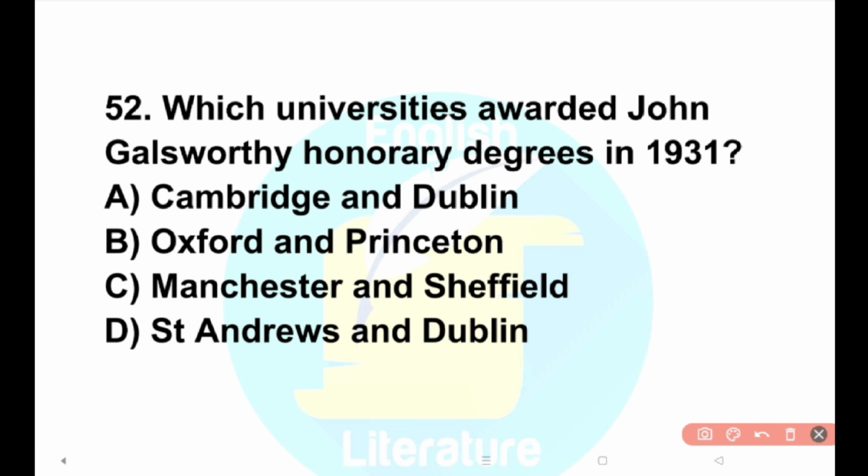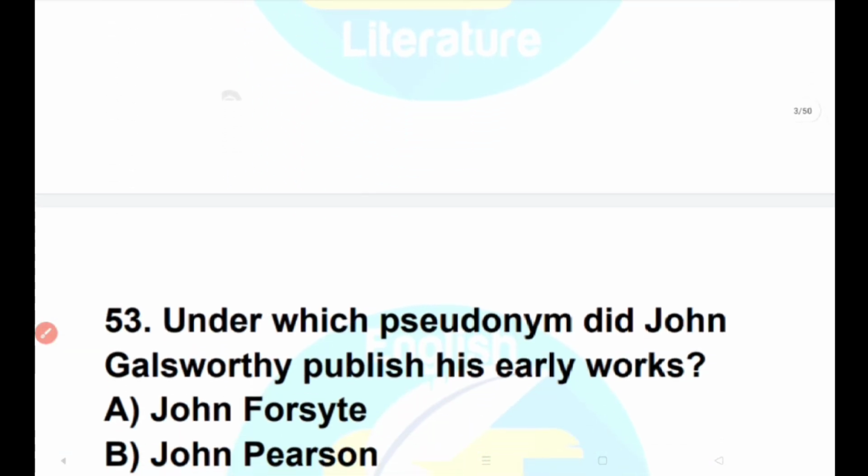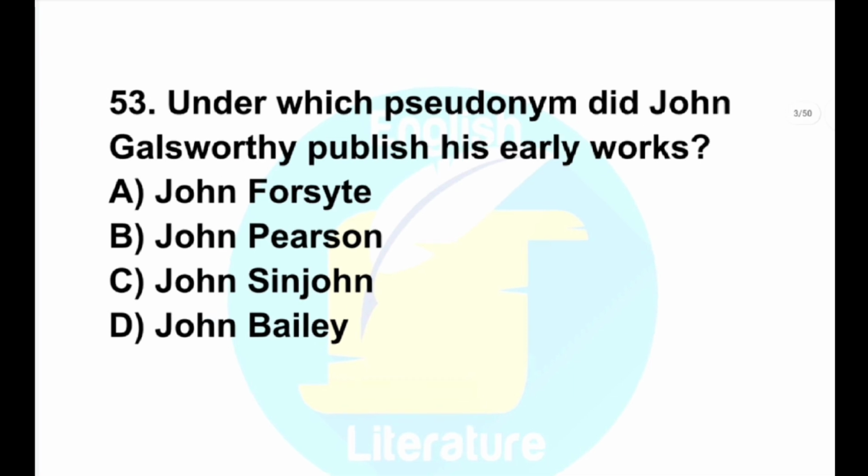Next, under which pseudonym did John Galsworthy publish his early works? Option C, John St. John. Galsworthy published his early works such as From the Four Winds and Jocelyn under John St. John, a pseudonym he used before gaining confidence in his real name.